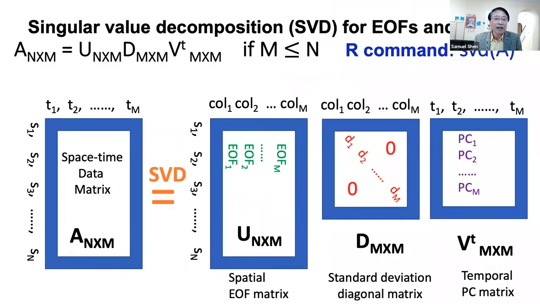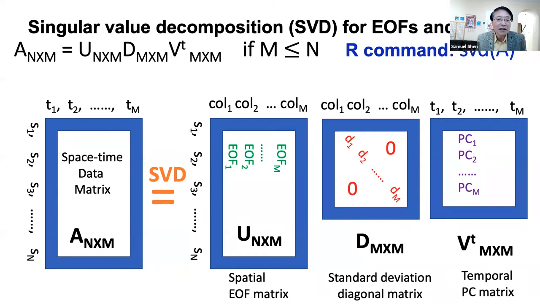So what is the math behind the EOF computing? Well, it is a matrix decomposition known as SVD, singular value decomposition. Space-time data matrix A can be decomposed into three matrices: a spatial EOF matrix U, a diagonal matrix D, and a temporal PC matrix V. For any space-time data, we use rows to indicate the spatial location and columns to indicate time. In the case of NCEP data, just index the grid boxes, 1, 2, 3, 4, as the rows of the matrix, and then the months, 1, 2, 3, 4, et cetera, as columns of the matrix.